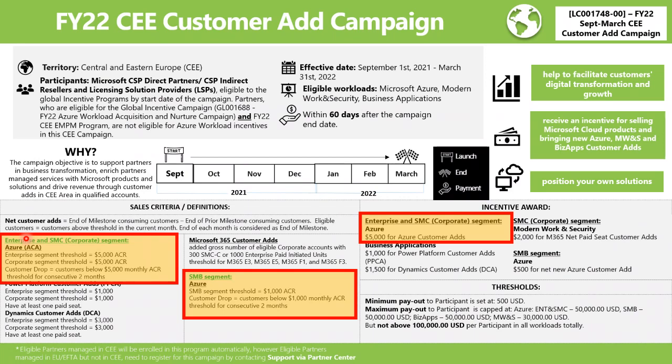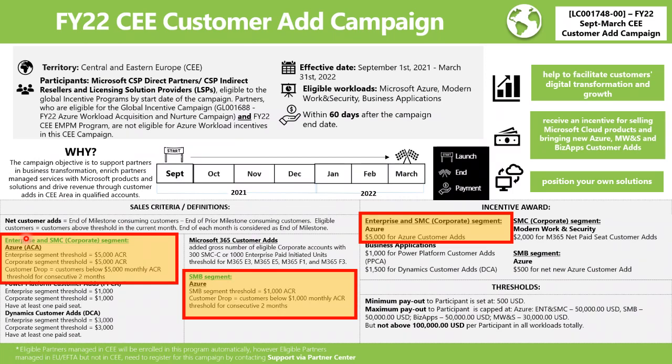What you can get here, and for what? If you bring net new customers, which we consider as new customer adds in the given period for this campaign, and these customers consume not less than $5,000 of ACR monthly in enterprise and SMC, and not less than $1,000 of ACR monthly in SMB, you can get a one-time payment of $5,000 and $1,000 for each enterprise and SMC, and SMB customer, respectively.